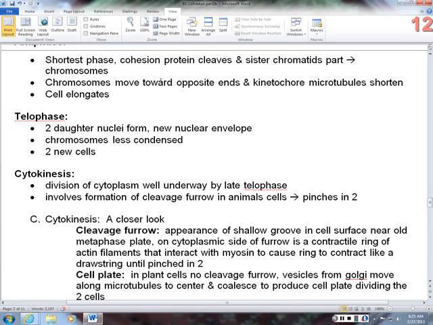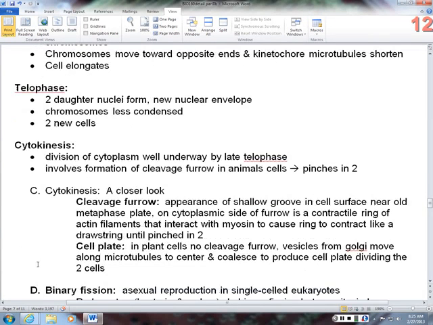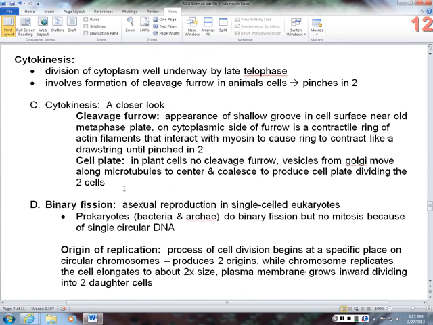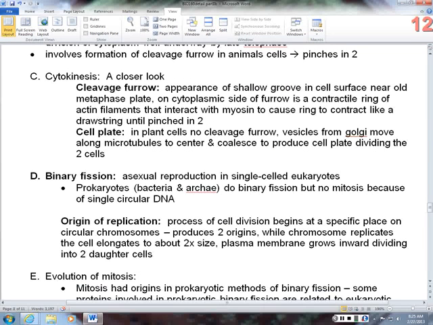What you're going to form in cytokinesis, which everybody seems to remember because the term cleavage is in there, is the cleavage furrow, where the cell starts to pinch off. You'll have the appearance of a shallow groove in the cell surface near the old metaphase plate, right in the middle.